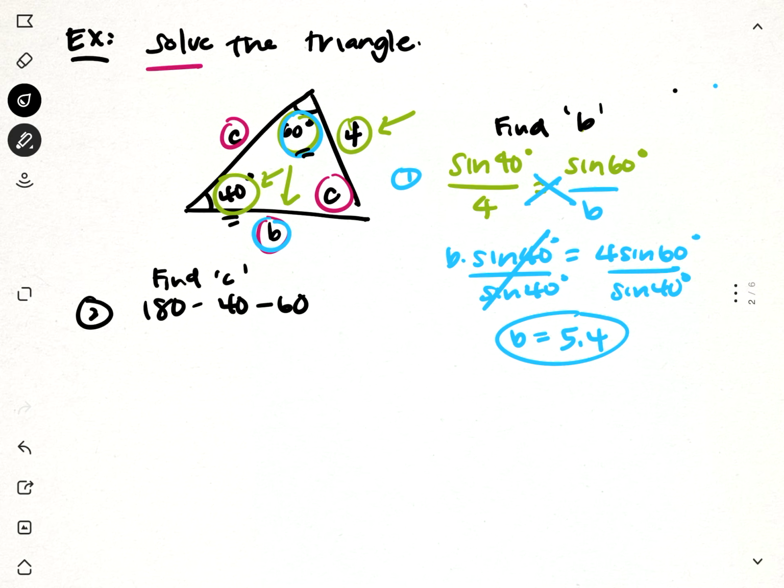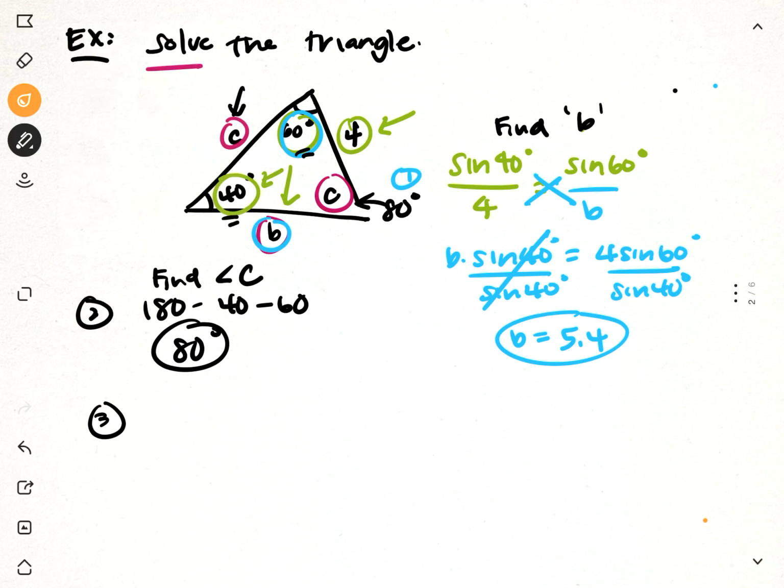We should probably say angle C. All right, so 180 minus 40 is 140. 140 minus 60 is 80. So we know that C is 80. And then the last thing we need to find, we found angle C, we found side B. We need to find the last side C here.